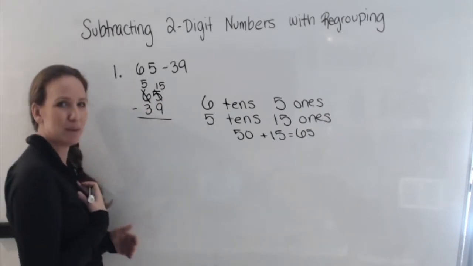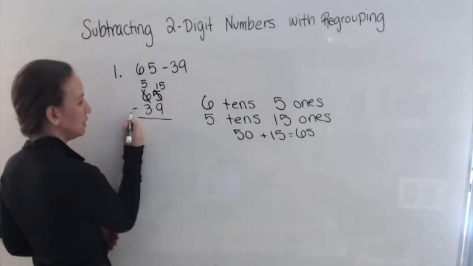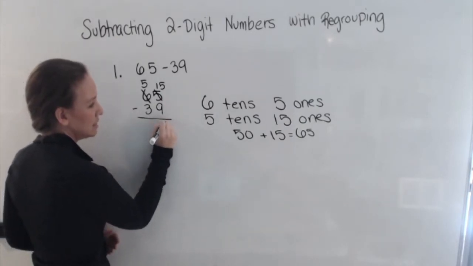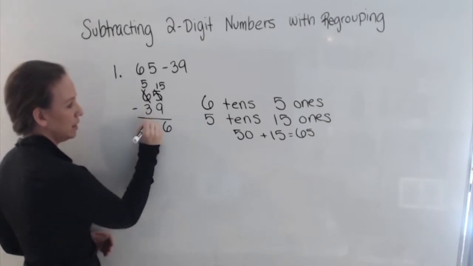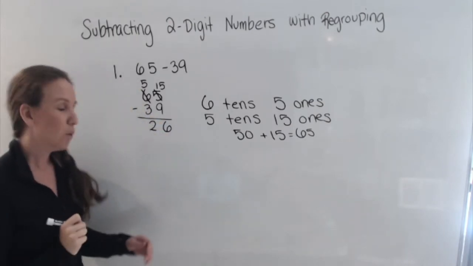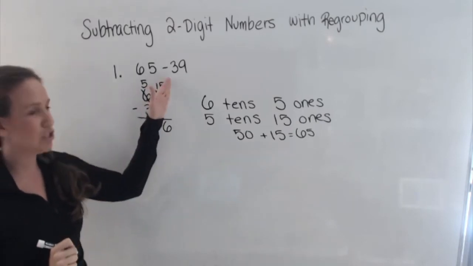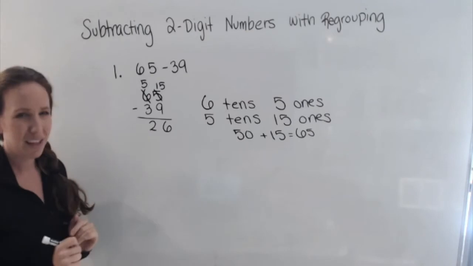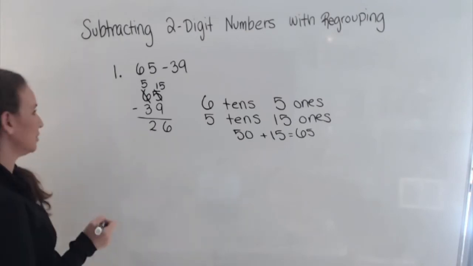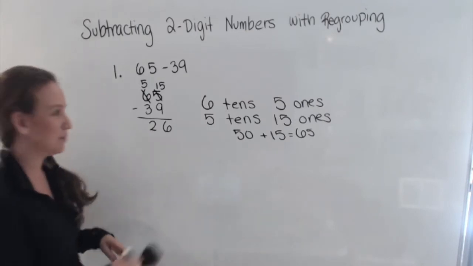But now I can do my subtraction because 15 minus 9 is 6. And 5 minus 3 is 2. Remember, when we're adding or subtracting, we always start from our ones and work our way across. I hope that wasn't too terrible. Here, let's try another one.